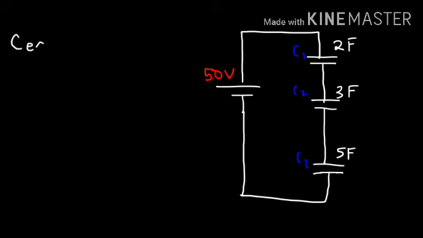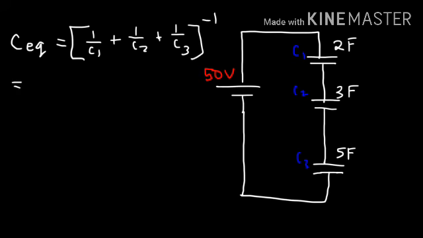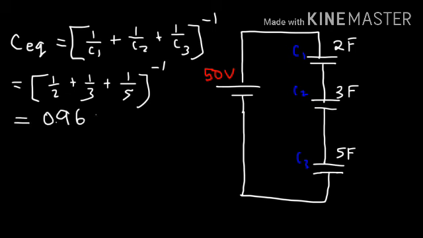A simple way to find the equivalent capacitance in a series circuit is 1 over C1 plus 1 over C2 plus 1 over C3, all raised to the minus 1. So it's 1 over 2 plus 1 over 3 plus 1 over 5. Just type this in exactly the way you see it in your calculator. So the equivalent capacitance is about 0.9677 farads.